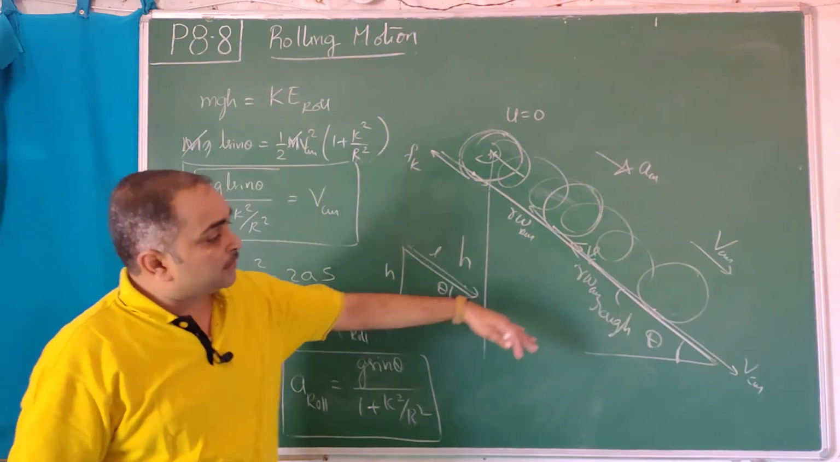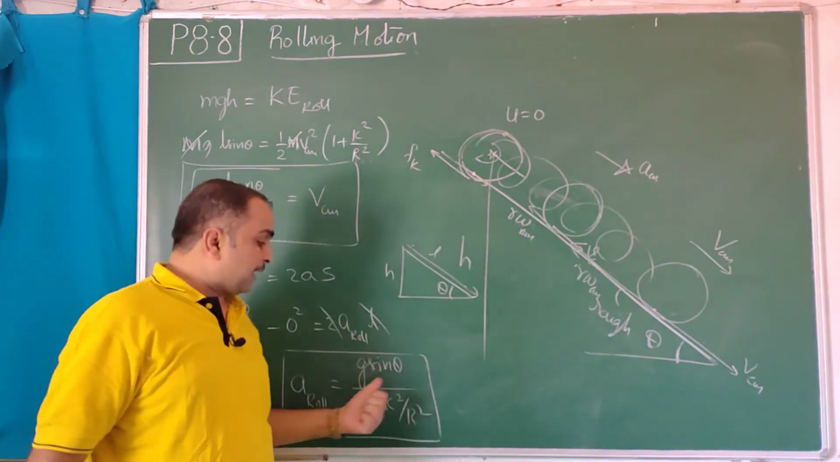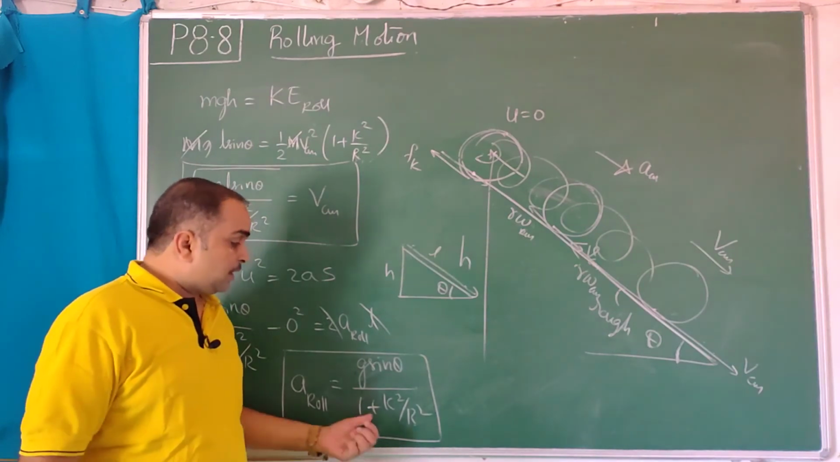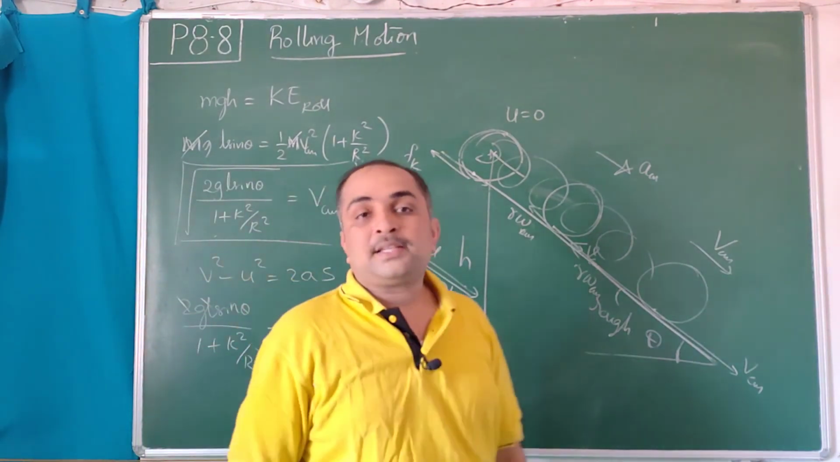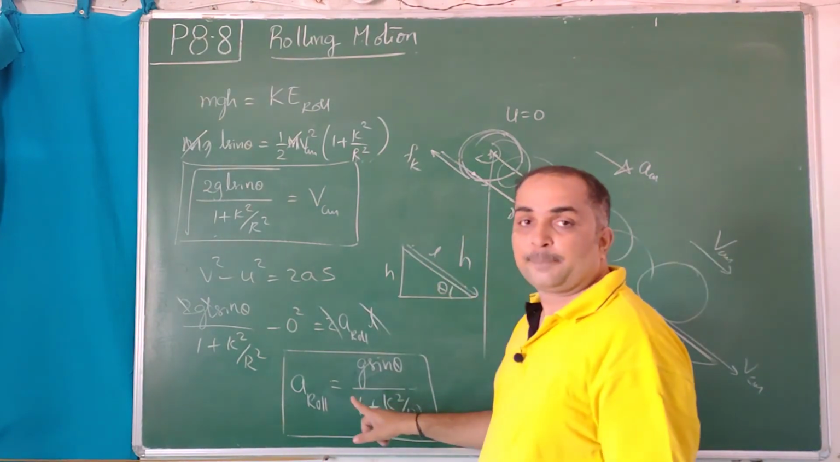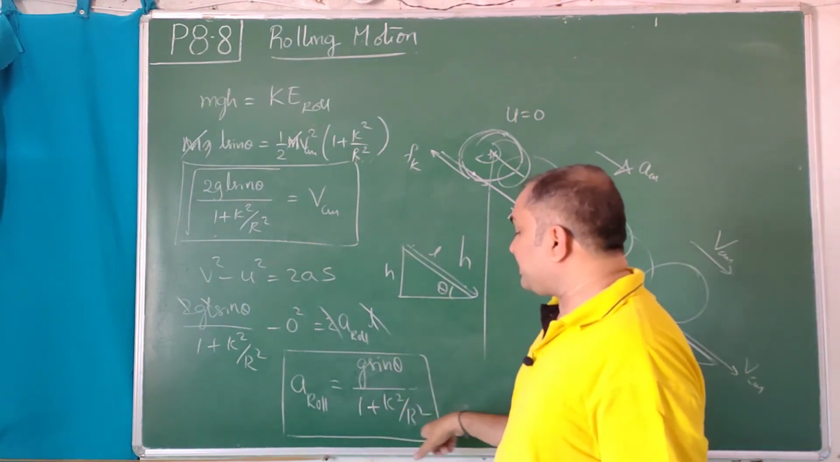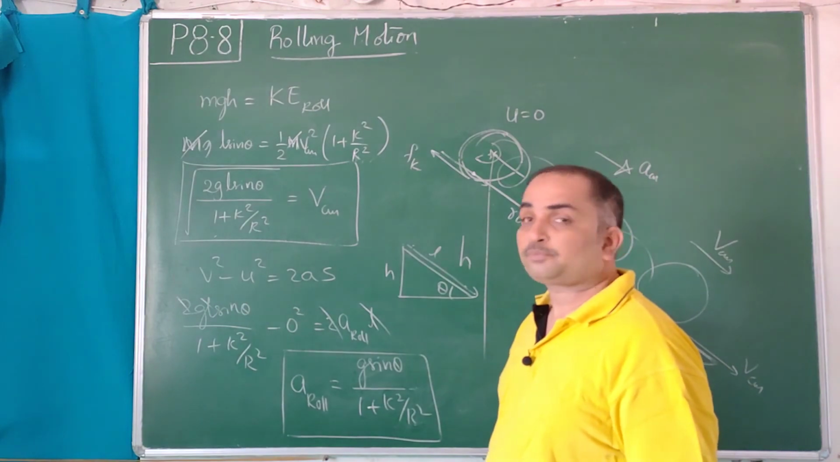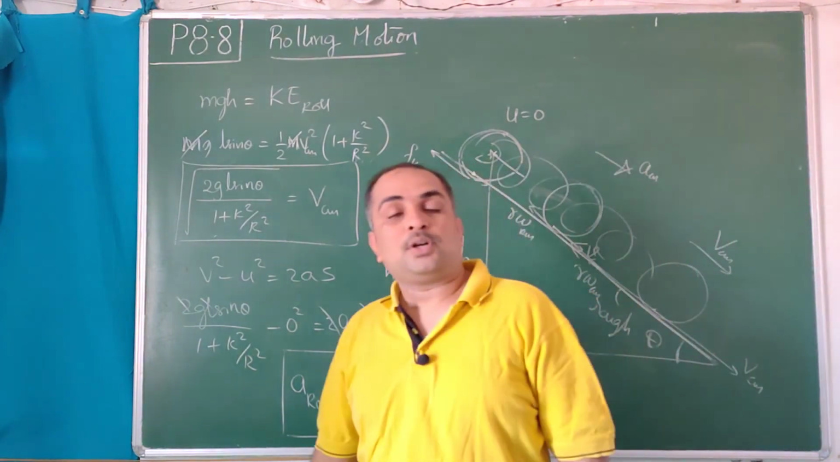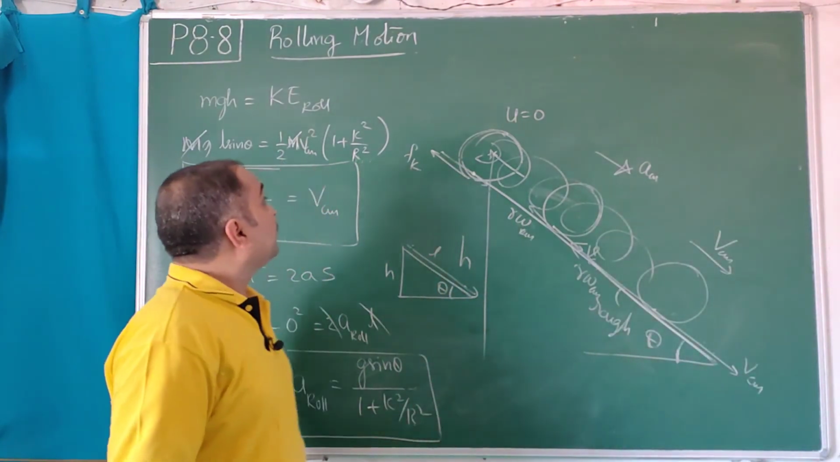If you increase the inclination θ, sin θ increases, so acceleration increases. If you decrease θ, acceleration decreases. Gravity you cannot change at a given place. So to increase the acceleration, either you increase the angle or you decrease the denominator. The denominator can be decreased by changing the k²/r² values. So this is rolling motion down the inclined plane.